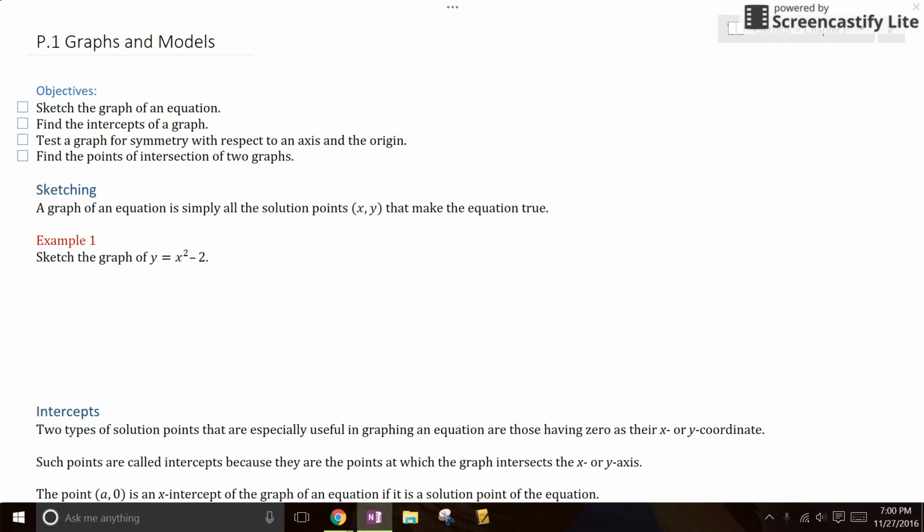So what do we have to do in this one? We have to sketch the graph of an equation. We have to find intercepts of an equation. We have to test for symmetry, and we have to find the points of intersection. Not a big deal, right? Something you've been doing since Algebra 1. So let's make sure that we all feel pretty good about it. Now, sketching. What is sketch?